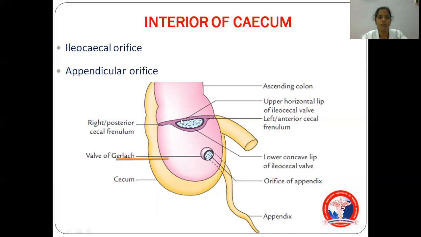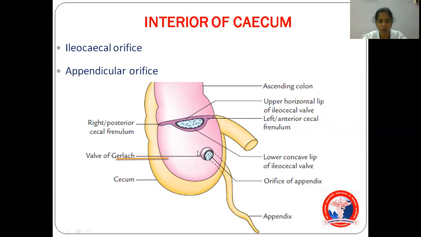So when you see the ileocecal orifice, it is transversely seen. It connects the ileum with the cecum. The upper fold will be transversely placed and the lower fold will be concave, and the two folds join laterally. That is named the frenulum. So this is about the ileocecal orifice.